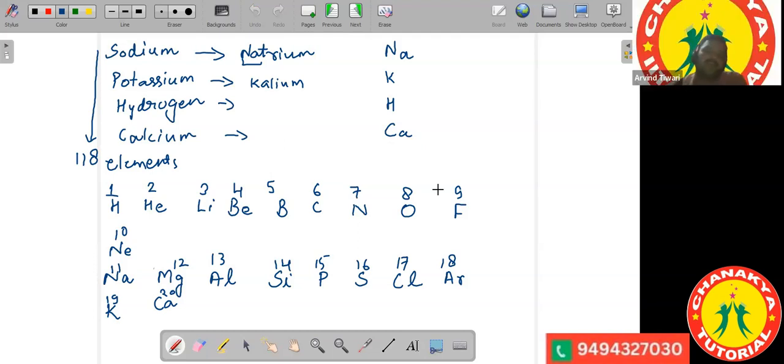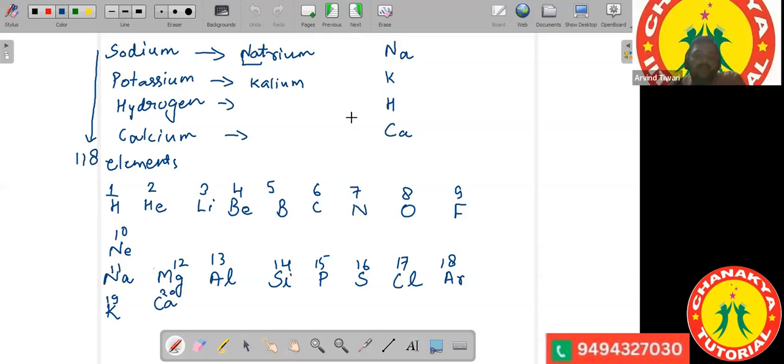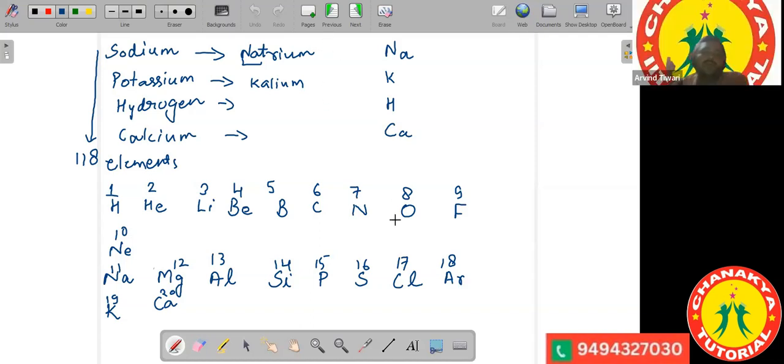Okay. And if you remember them, but of course, sir, sulfur's atomic mass is 32, right? Yeah. But only one sulfur is given there. So shouldn't it be 16? No, this 16 is the atomic number. The atomic masses are just double it or nearby.